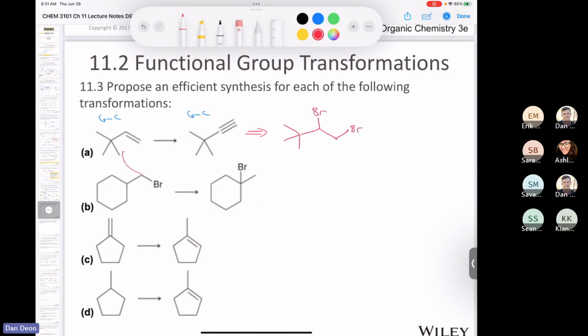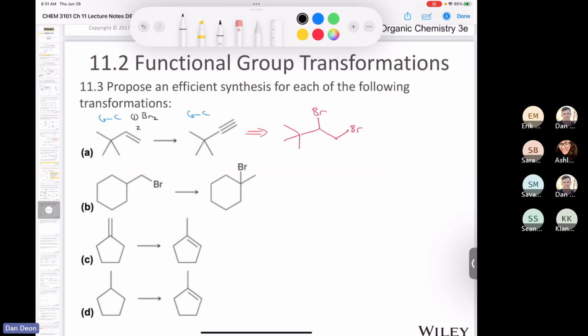So now the question becomes, well, how do I get from here to here? And I think you all know the answer to that, right? The answer is going to be to brominate that. So without drawing out every single intermediate, we're going to put bromine as the first step, and that would make the compound in red. Now we can do the double elimination followed by the proton transfer to make the alkyne.